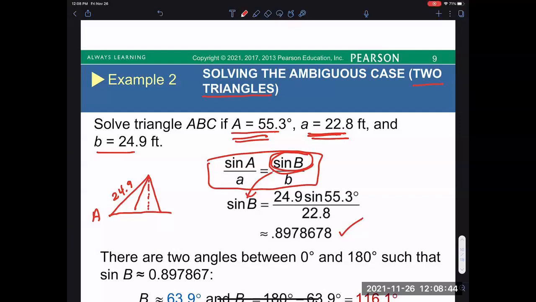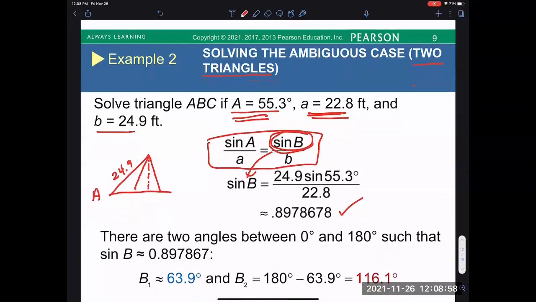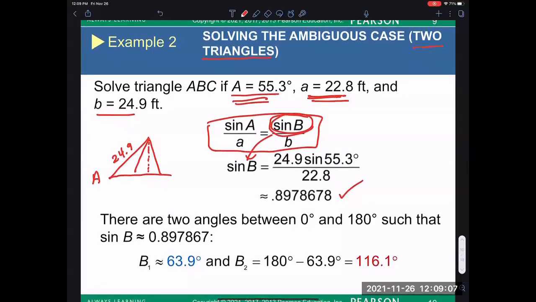Now remember, if sine B turned out equal to 1, well, then that tells you that we have a 90-degree triangle. But in any event, in this case, we get this value for sine B. And so if you solve this using the inverse sine, you would get the smaller or acute angle. You would get the angle on the right by making the side go out to the right. You would get this angle here.